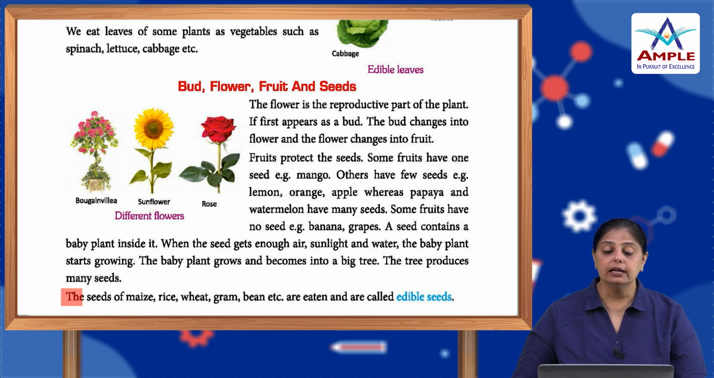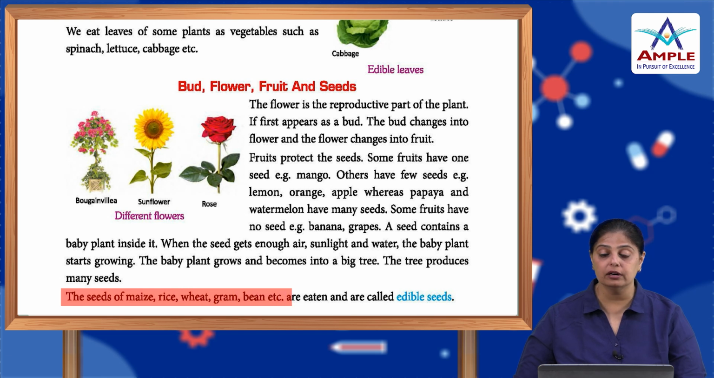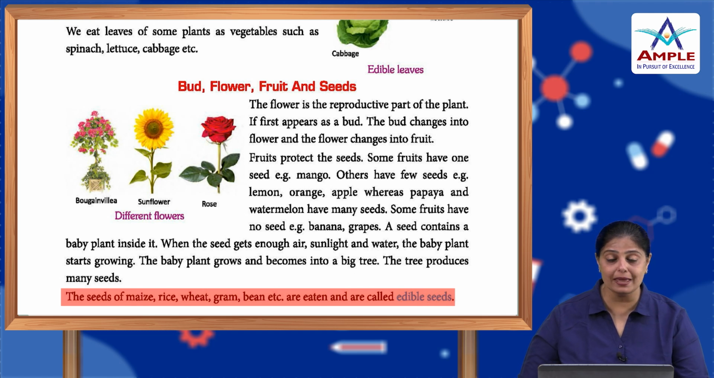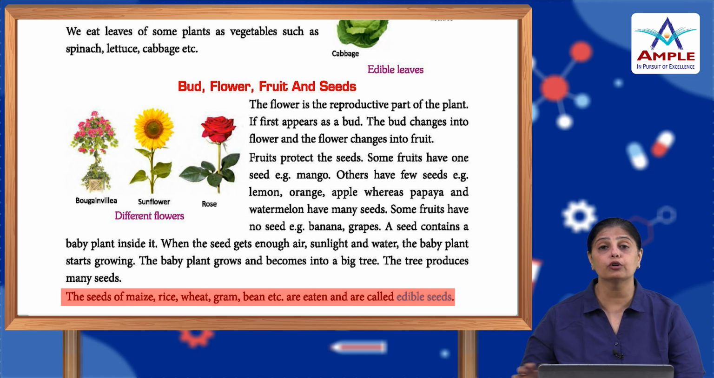Now, the seeds of maize, rice, wheat, gram, bean, etc., are eaten and are called edible seeds. So, we use the seeds of maize, rice, wheat, gram, bean, etc. in our diet, and hence they are known as the edible seeds, the seeds that can be eaten or cooked and eaten by us.